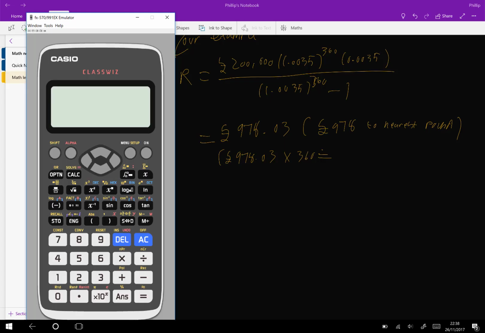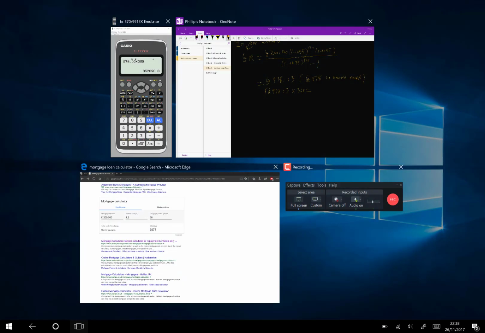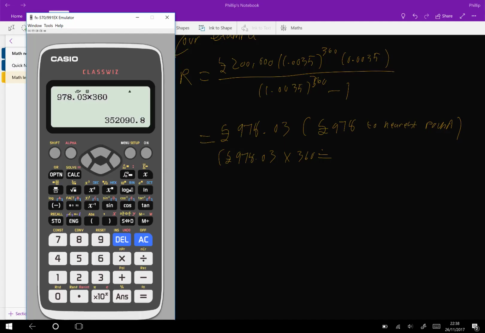978.03 times 360, that's going to be the total cost of the mortgage. Yeah, so that's 352,090.8. What they've got is a bit more in there, 092. The reason is they've done it more accurately.